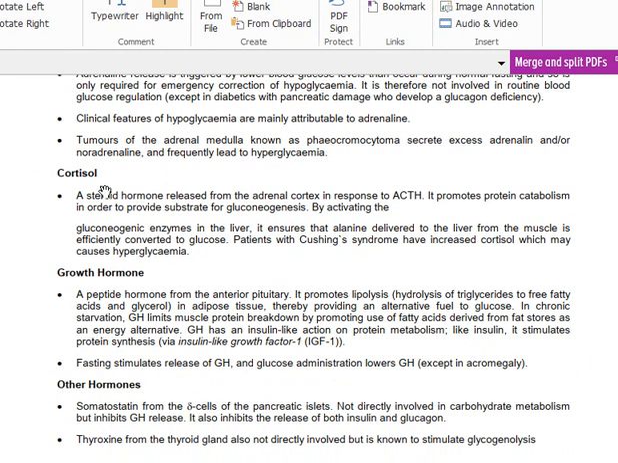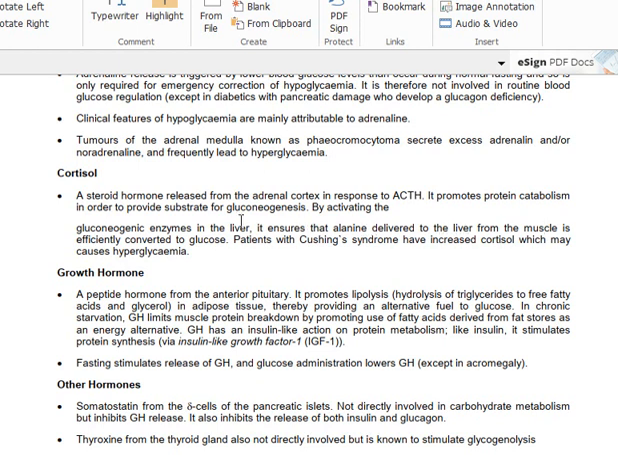Now, the next hormone that is also involved with glucose metabolism is cortisol. It is a steroid released from the adrenal cortex in response to adrenocorticotropic hormone, and it's going to promote protein catabolism. Is it clear? The main role of cortisol is to promote protein catabolism, and that is going to result in gluconeogenesis by activating the gluconeogenic enzymes in the liver. So it ensures that the alanine delivered to the liver is converted to glucose.